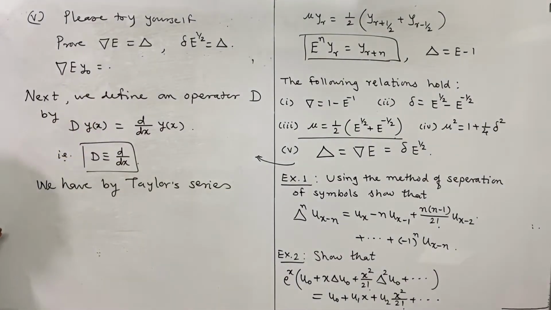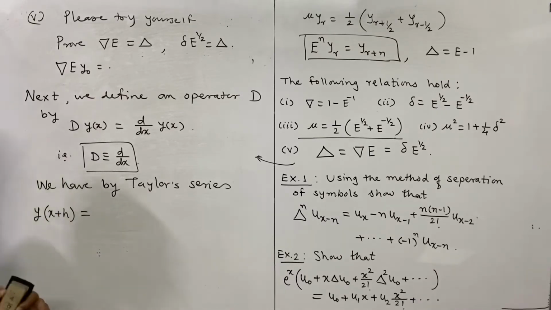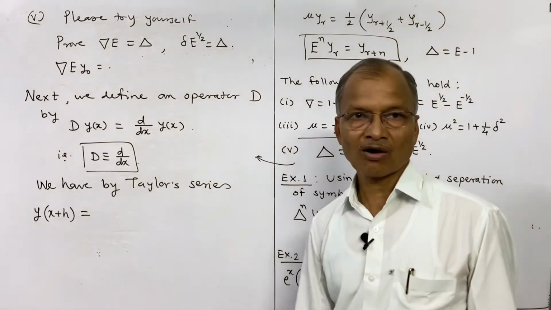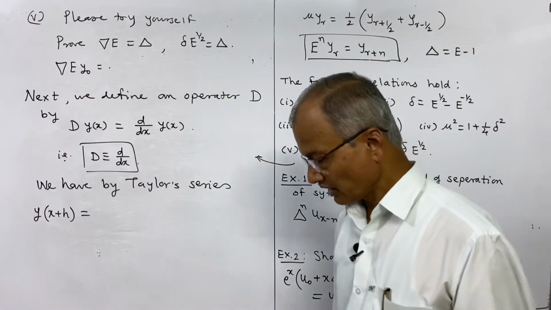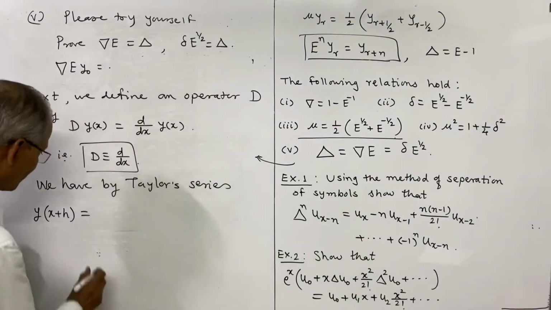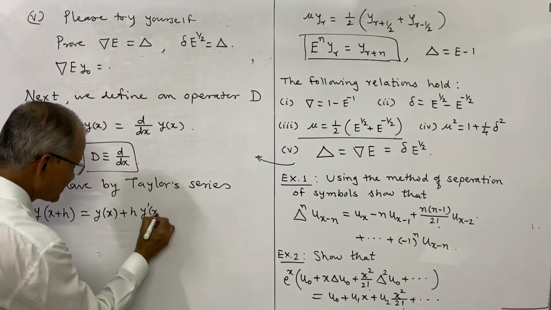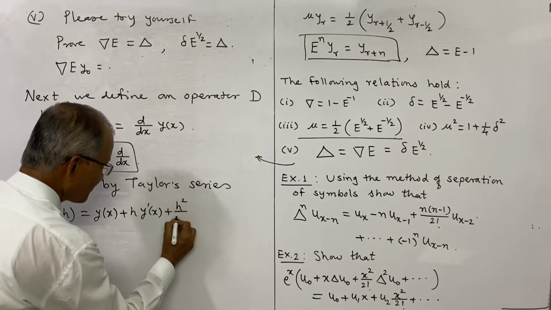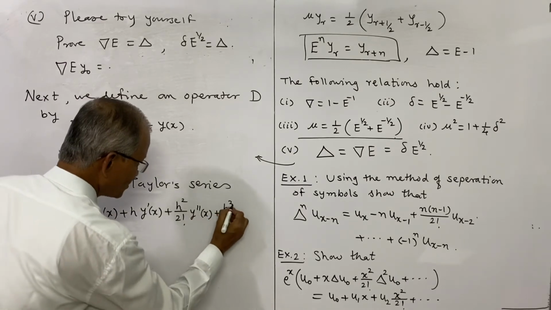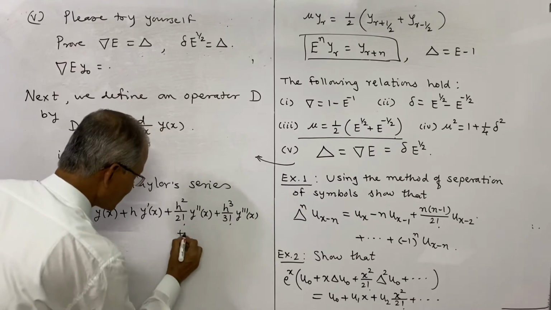Taylor series expansion of function y of x plus h. Actually that theorem we have written in terms of f of x plus h. Here we will write it as y of x plus h. So y of x plus h can be written as y of x plus h into y dash of x plus h square by 2 factorial y double dash at x plus h cube by 3 factorial third derivative of y and so on.